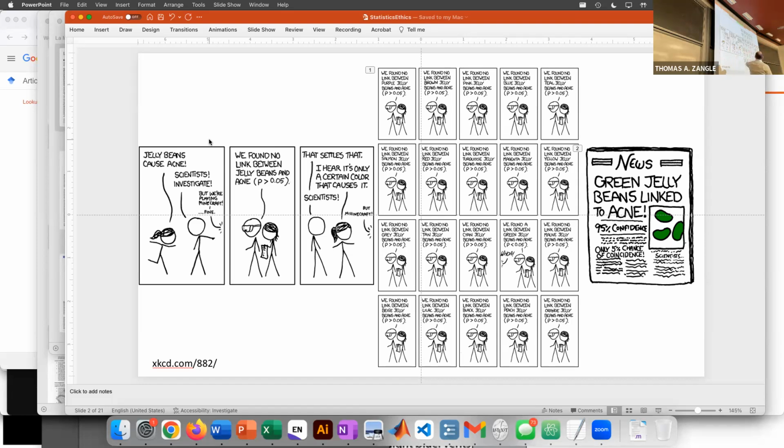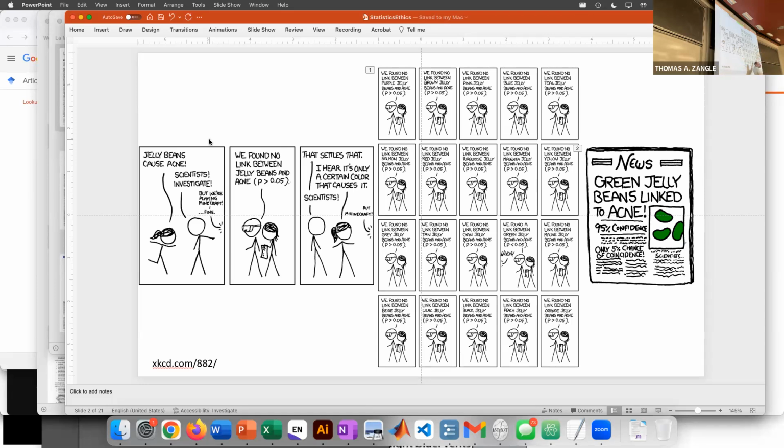And then someone says, well, I hear it's only a certain color that causes it. So then they go in and say, we found no link between purple jelly beans and acne to a level of 0.05. We found no link between brown jelly beans, pink jelly beans, blue jelly beans, teal jelly beans, salmon jelly beans, and acne. All the way down to here is one out of this 20 or so experiments. We found a link between green jelly beans and acne, p less than 0.05.